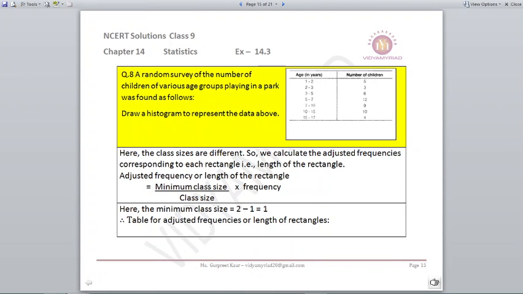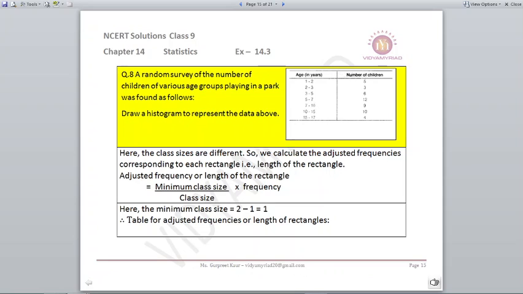Question number 8. Age in years and number of children. Now here, you will find one problem. If you see the class intervals, they are not continuous and they are irregular. That means if you see 1 and 2, 2 and 3, 3 to 5, 5 to 7, 7 to 10, 10 to 15, 15 to 17, your class interval or the class width is not the same.